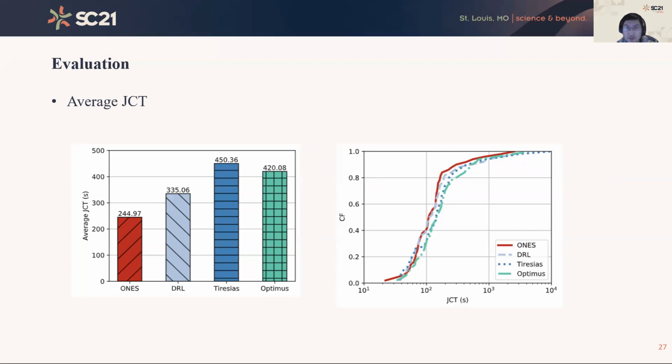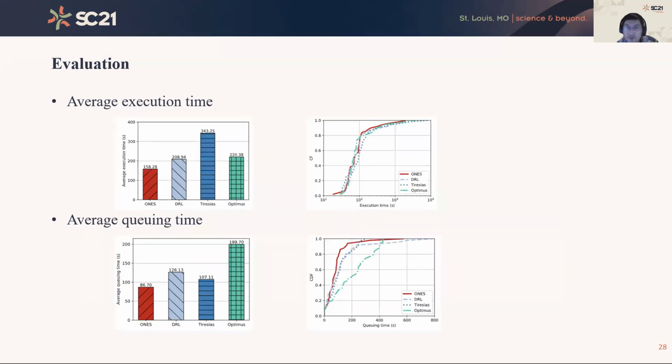We first evaluate the average job completion time. So from the results, our scheduler achieves the smallest average JCT. To further explain the improvement, we also evaluate the average execution time and queuing time, and our scheduler also outperforms the baselines.